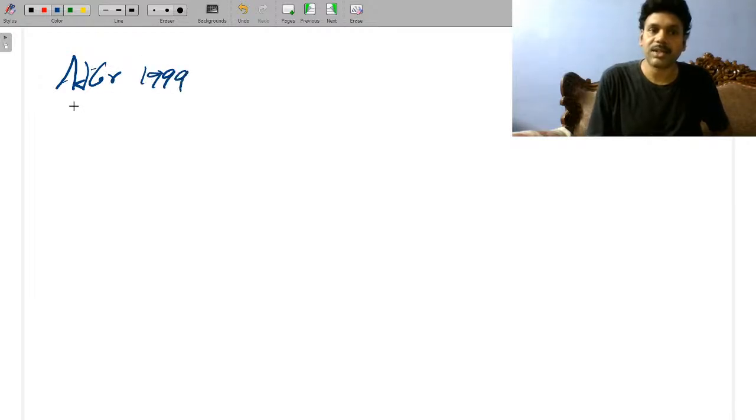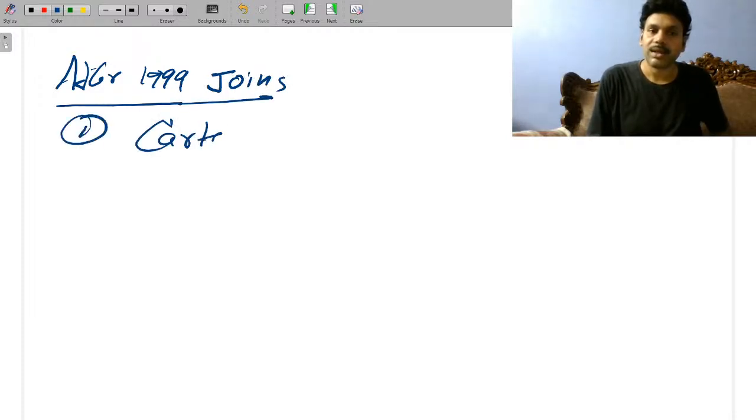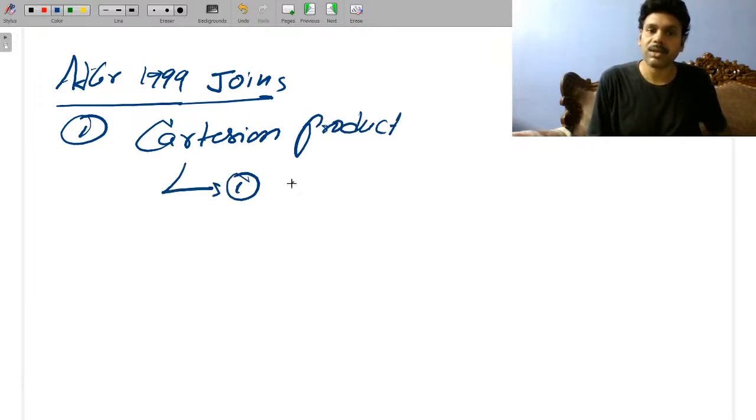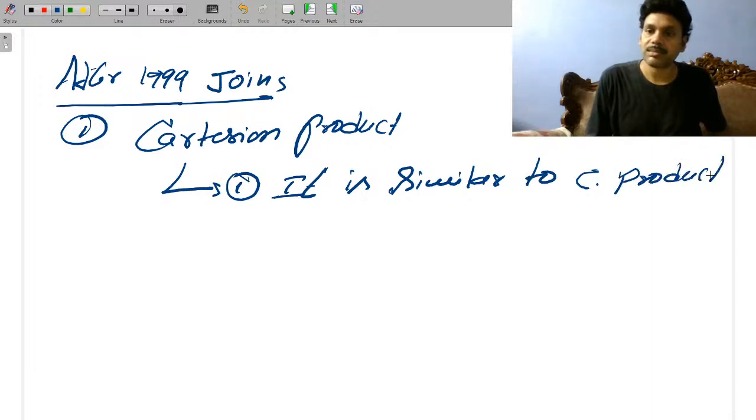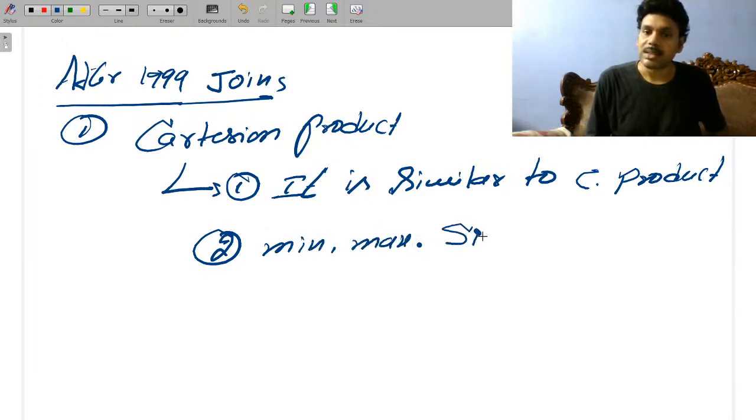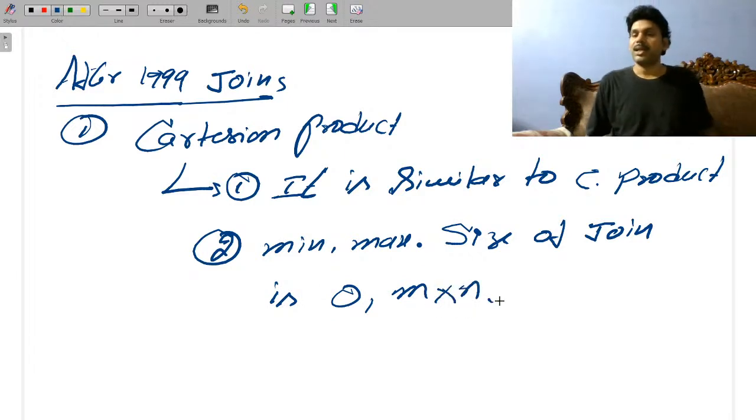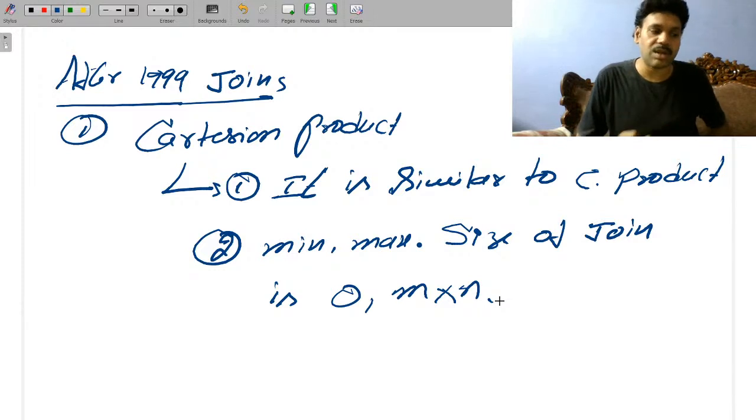After 1999 joins, the first one is Cartesian product. Point number one, it is similar to cross product. Point number two, minimum comma maximum size of the join is 0 comma m into n, no doubt. There is no difference here and there. It's also very similar to cross product only. We are calling it a Cartesian product.